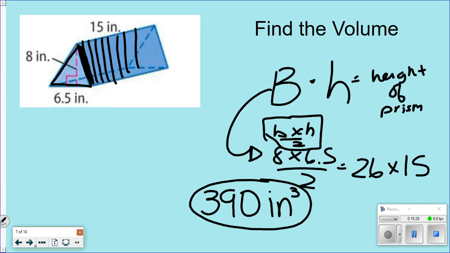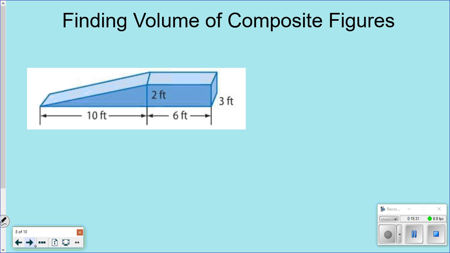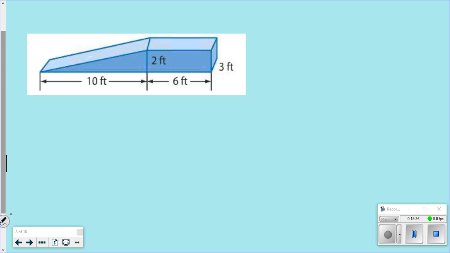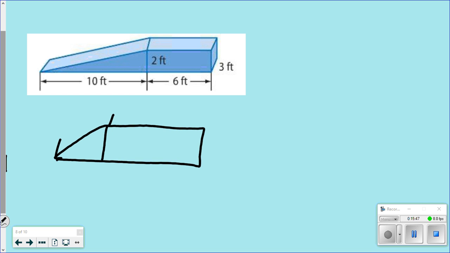Let's do some composite figures. If you want to draw it on your paper, this is a pretty easy one actually. We're gonna do this. Okay, so that's kind of what it looks like. It's not my best artwork, but you guys can see it, right? 10, 6, 2, 3.